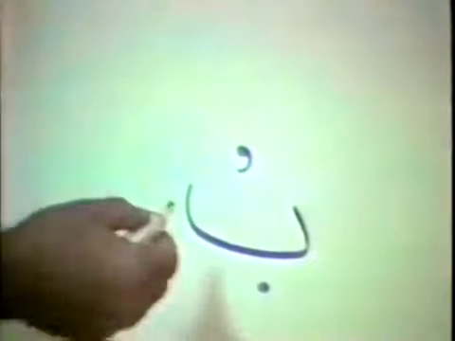The next vowel is the little comma on top of the letter that makes it boo. And that little comma, when you put it on top of the letter, it makes it boo. The name of this vowel is damma, the heavy D. Damma.